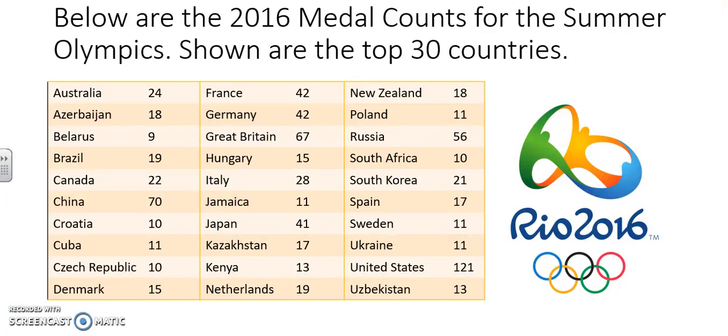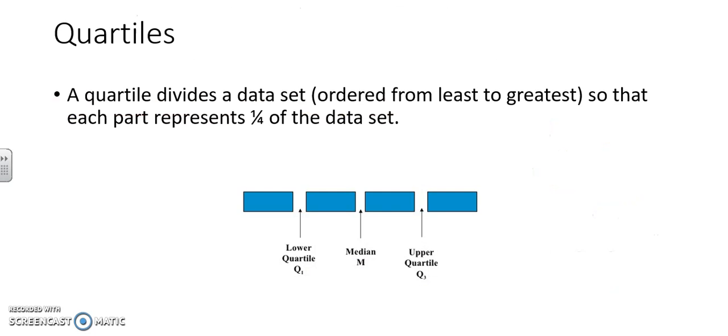So we found our median to be 17.5, somewhere between Spain, who earned 17 medals, and New Zealand, who earned 18. Now we want to look at something called quartiles. A quartile divides a data set ordered from least to greatest so that each part represents 1/4 of the data set. So that's what we're going to do right now. We're about to divide our data set into quartiles. And you're probably wondering why, but it gets very interesting in a second. I want you to remember the word quart. In Latin, quart actually means 4 or fourths. So remember, if you hear the word quartiles, you're dividing data into 4 equal parts.